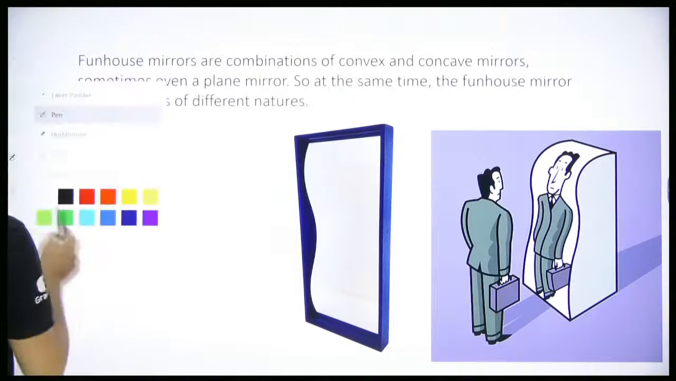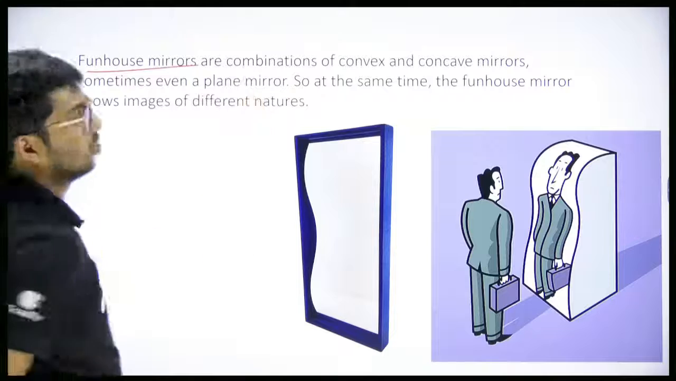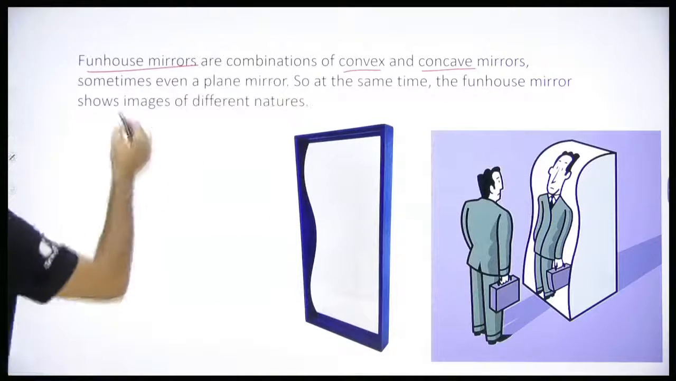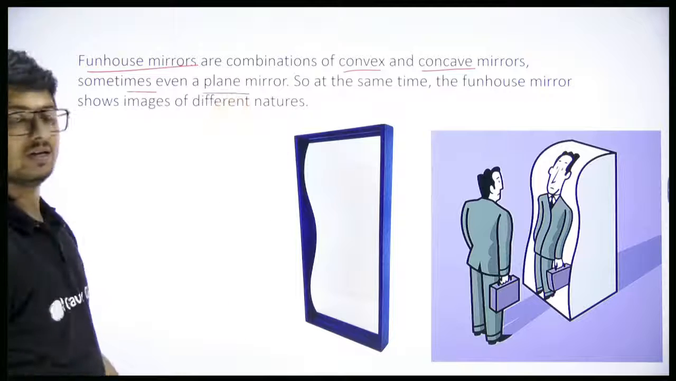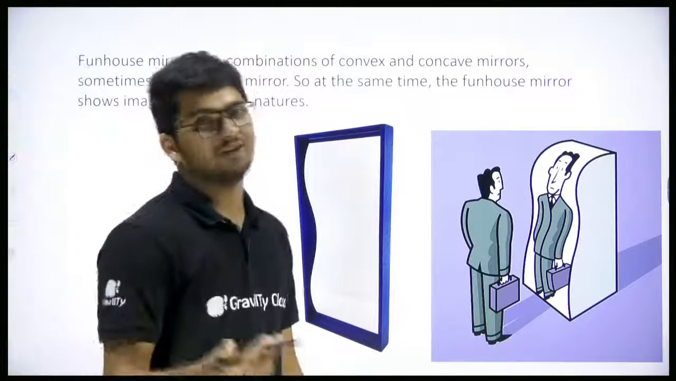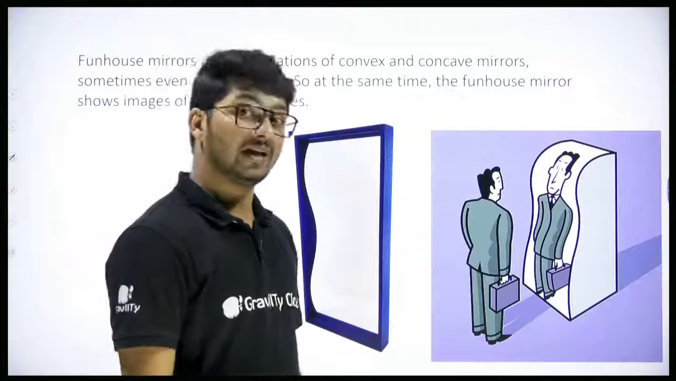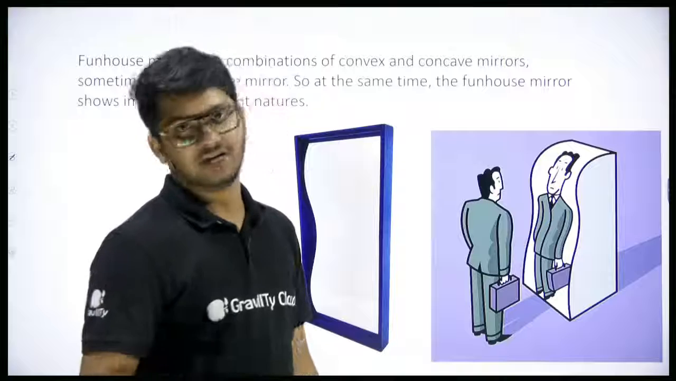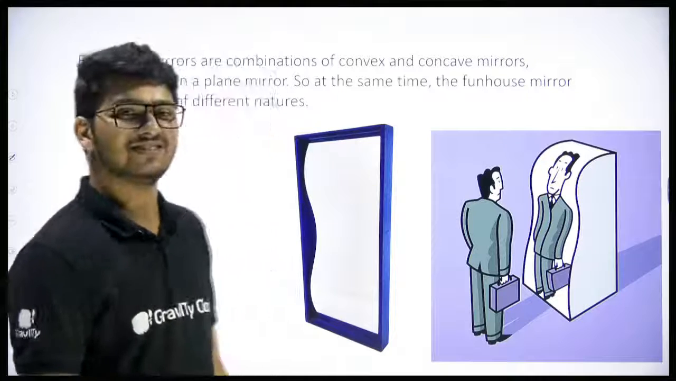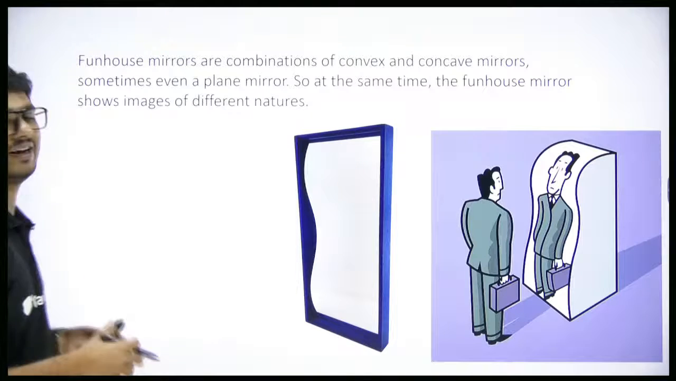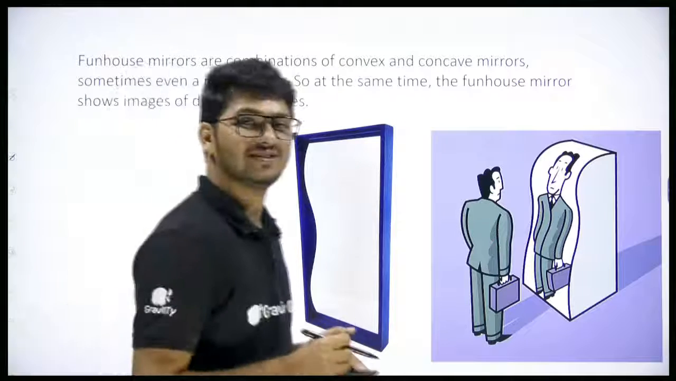So fun house mirrors are combinations of convex and concave mirrors, sometimes even a plane mirror. At the same time, convex will always give us a smaller image. Concave can give us smaller as well as enlarged images. Plane will give us an image of the same size. So we use the combination of those three to make a very funny fun house mirror.